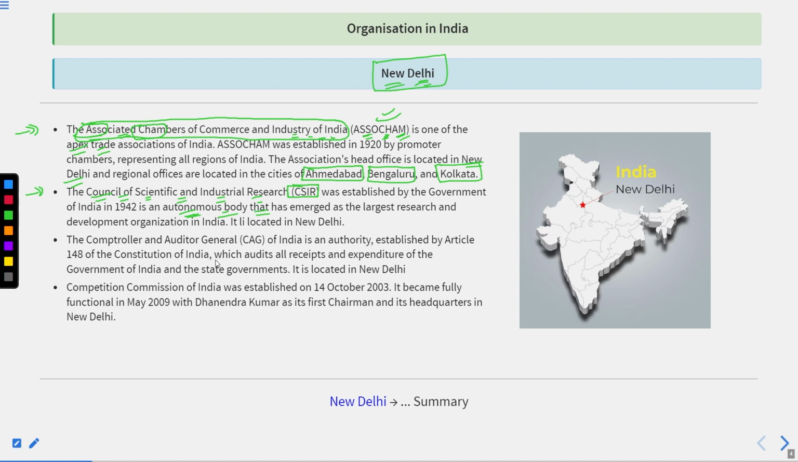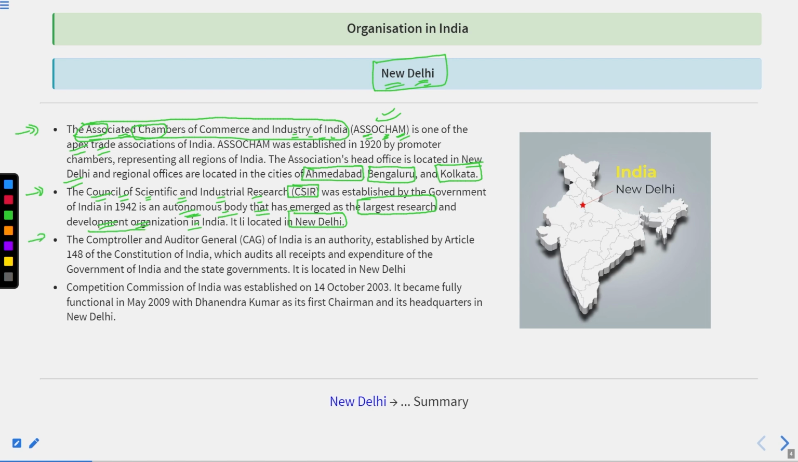So the CSIR has emerged as the largest research and development organization in India in the fields of scientific and industrial research. No body is larger, or you can say more large, than this body. The headquarters is situated in New Delhi, in the capital of the country.